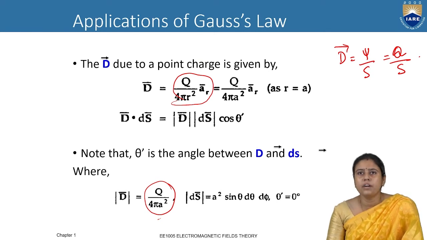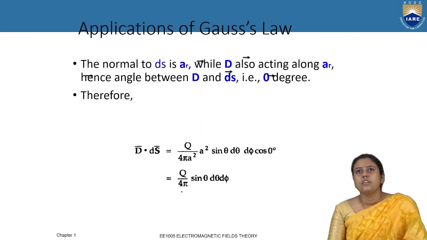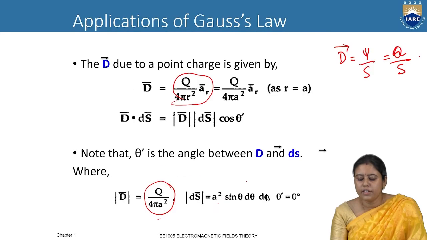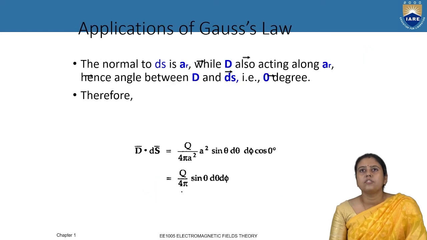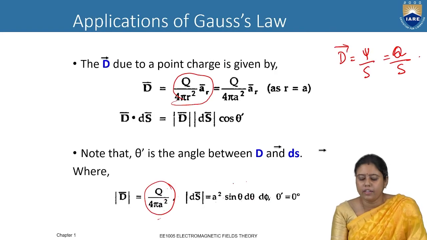Okay. So D is equal to Q by 4 pi s square. So what is ds? ds is equal to s square sin theta d theta d phi. So this is one of the applications of Gauss law. The normal to ds is a r. D is equal to Q by 4 pi s square, and we got the ds value s square sin theta d theta d phi.